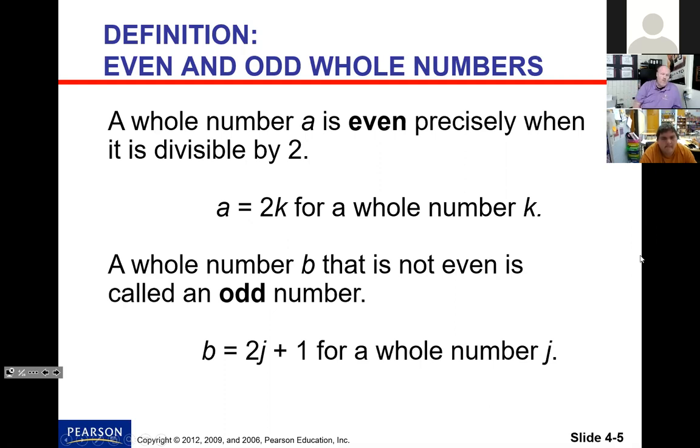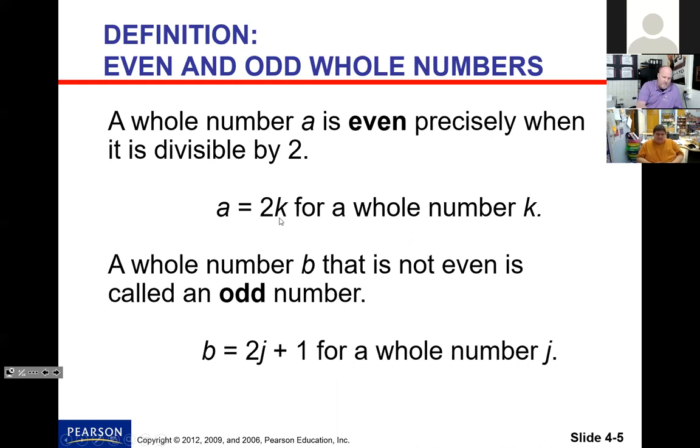Now, an odd number, as you can look here, is a number that is not even. It's 2 times whatever it is plus 1. So for instance, 2 times 7 is 14, plus 1 is 15. 15 is an odd number because 14 is even. Any even number plus 1 is odd. So the key thing here is that a number is even if it's divisible by 2.